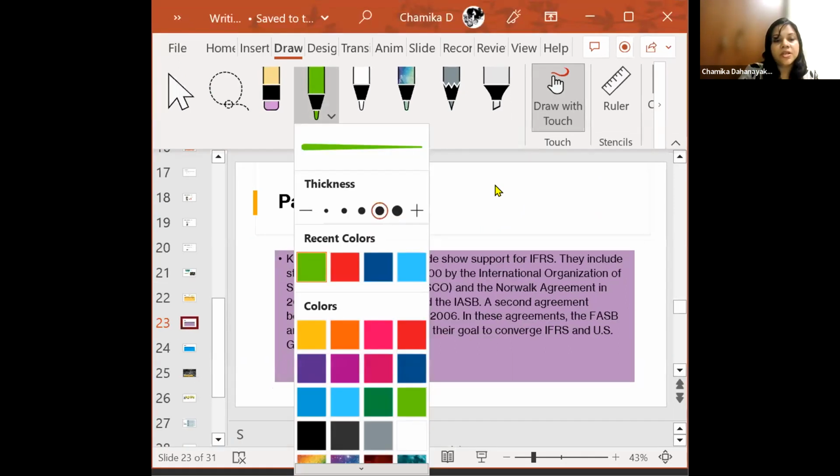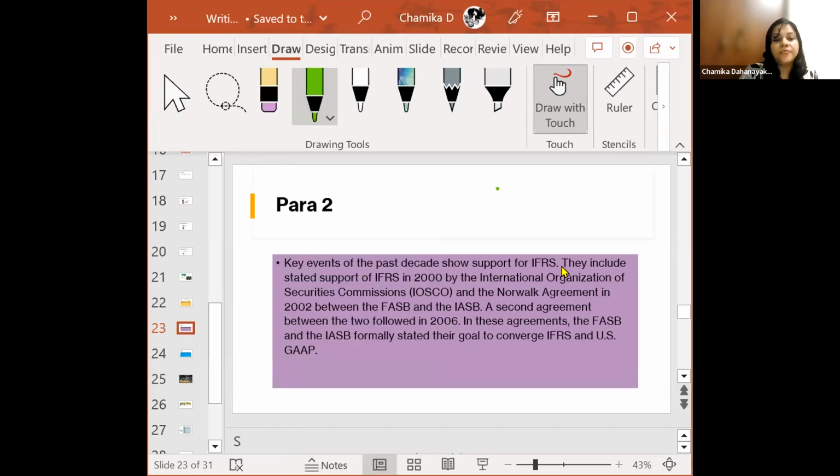Because now see the language here. Key events of the past decade show support for IFRS.